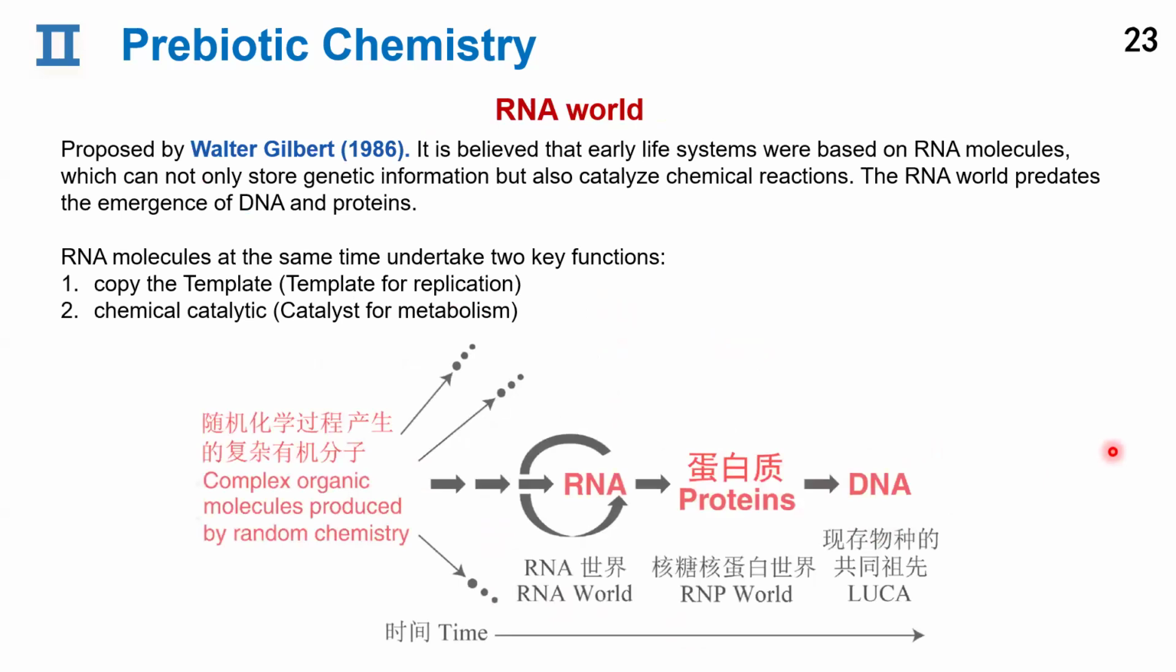So far, we have seen how simple molecules on the early Earth could give rise to a variety of life essentials: building blocks, amino acids, sugars, and other molecules. But the next major question is, how did these individual components come together to form a system?